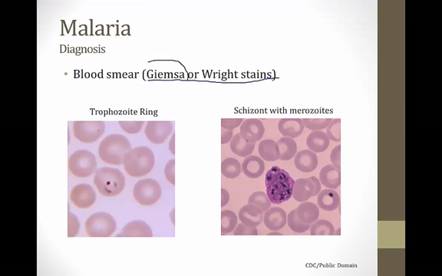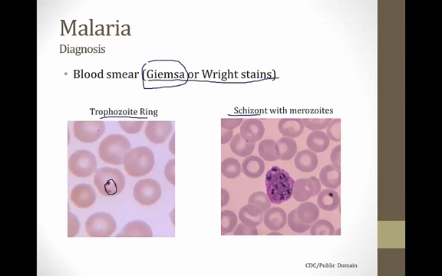Remember that Giemsa in particular was created to identify malaria, and it's very good for intracellular organisms like malaria. The two things you may see in a blood smear are a trophozoite ring or a schizont. So this is a trophozoite ring. It's a little circle here inside of the red blood cell. And over here we've got something with lots and lots of nuclei, and that is a schizont.